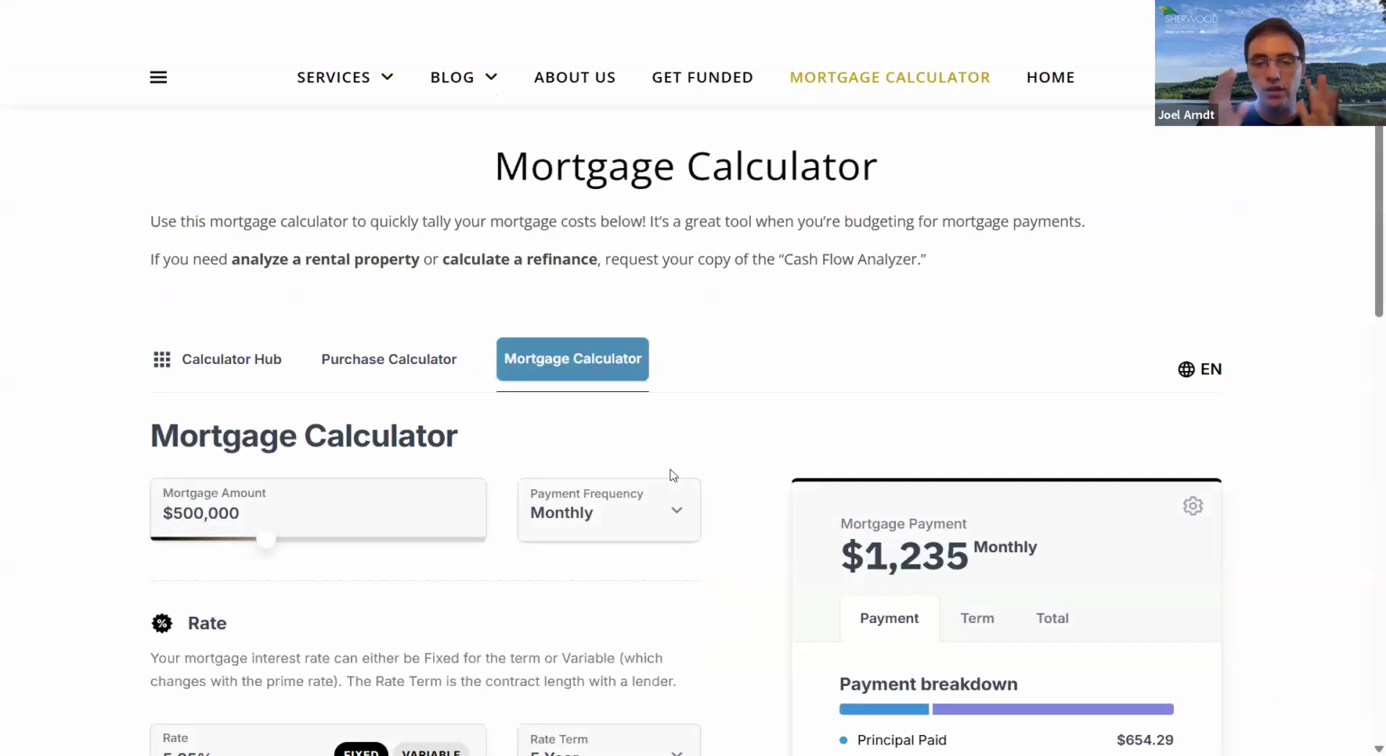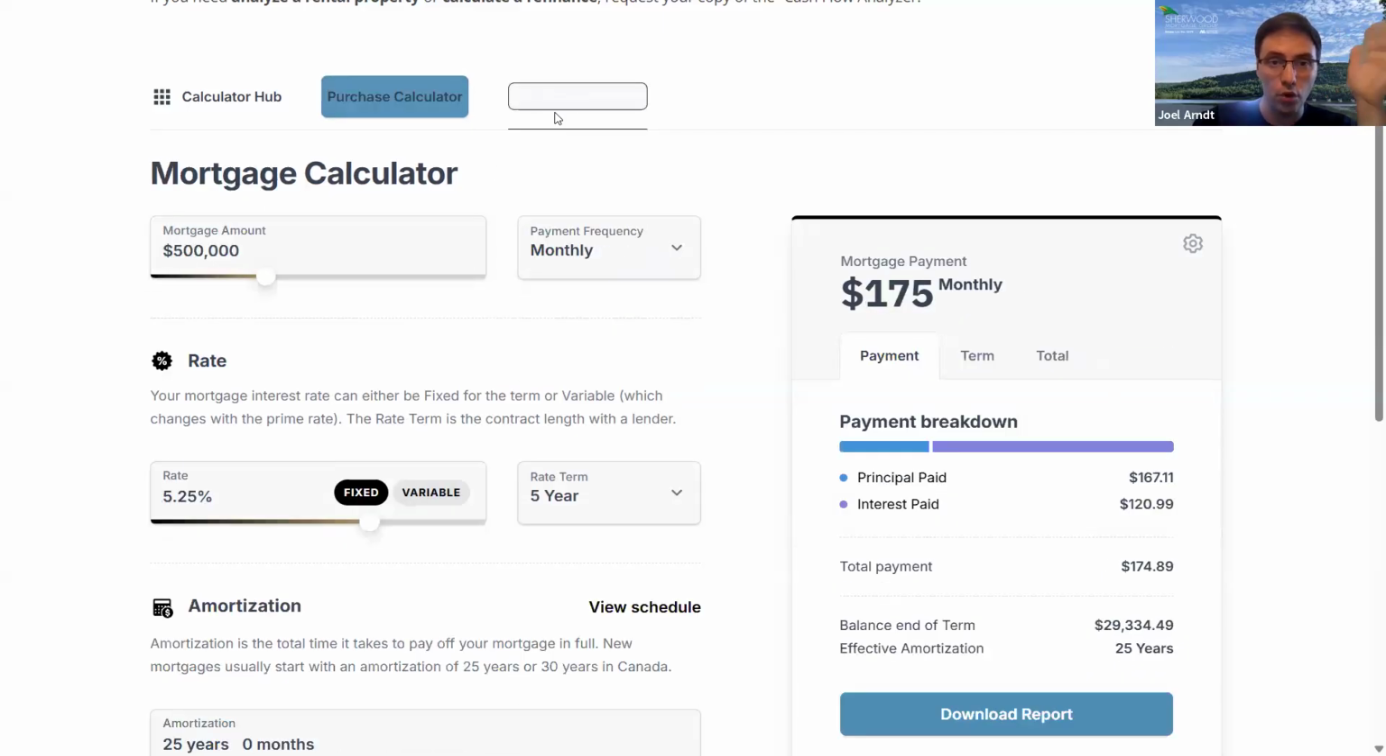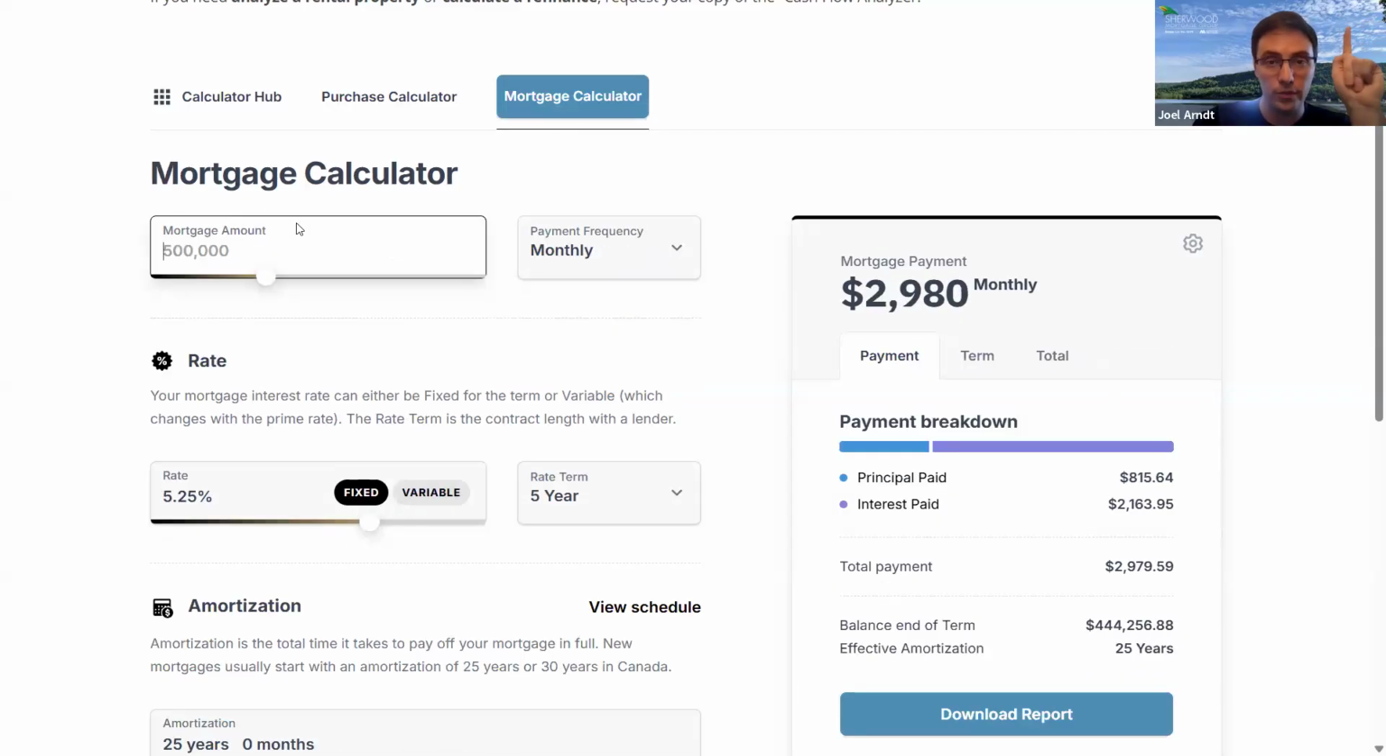The mortgage calculator is very similar, except it eliminates the purchase element of it. So if you are renewing or if you are refinancing, it's just the strict mortgage calculator that you would want to use because it avoids having to put in the down payment and such, and just goes straight to the mortgage amount. Okay, so with the purchase calculator, we're starting with the home price. With the mortgage calculator, we are going right to the mortgage amount.